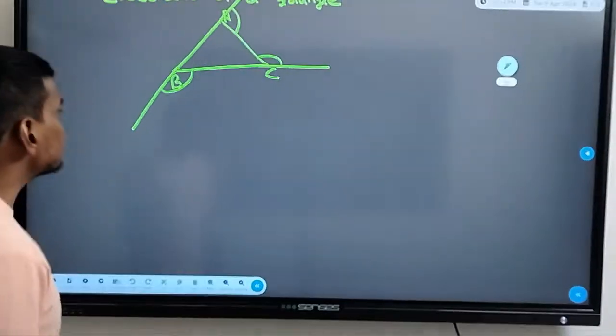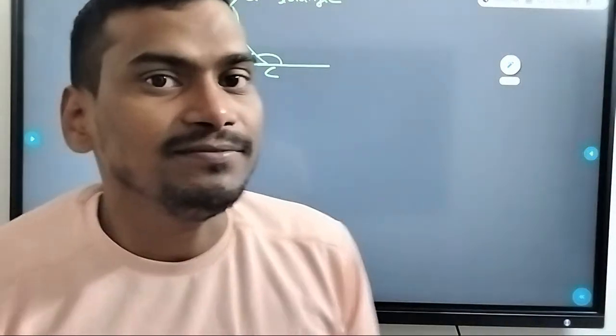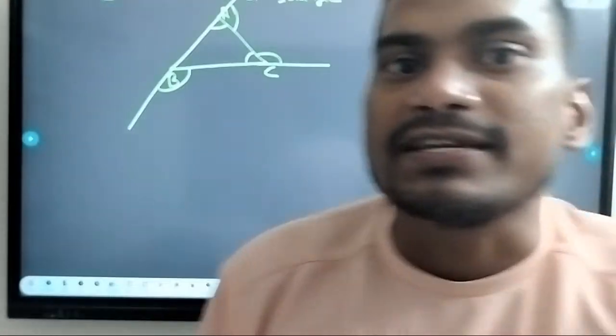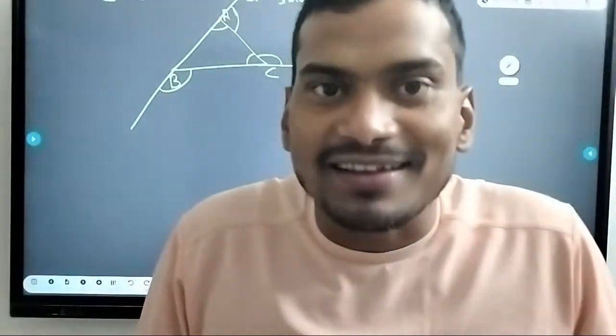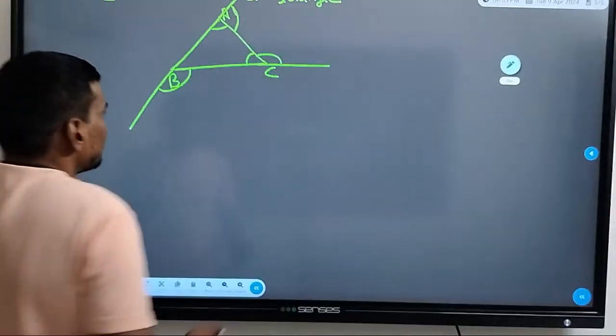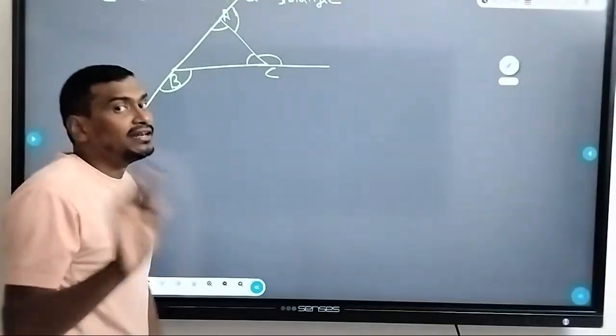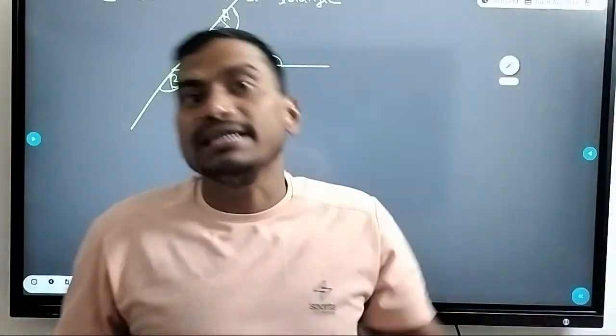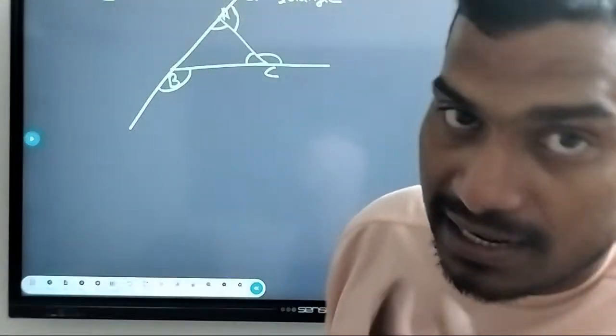When we say excenter, then two external and one internal. Okay? Let me repeat it once again. Two external angle bisectors and one internal angle bisector, if they are meeting, that is one excenter. I will draw.